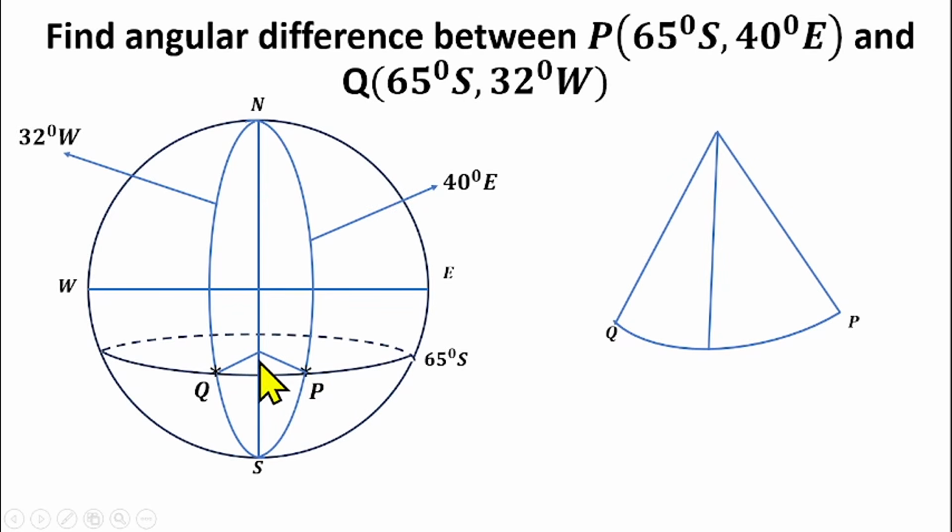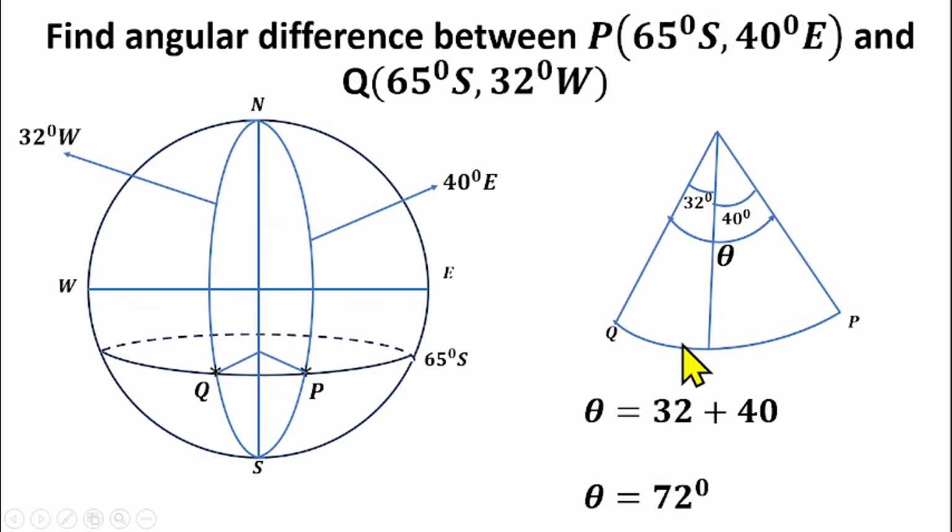Then from the origin, which is the center now, to the point Q, what is the angle there? The angle there is 32 degrees west, which is the longitude. From the origin to point P, the angle there is 40 degrees. So you are getting the angular distance between Q and P, which is the whole angle from here to here, labeled theta. How do we get that? That will be 32 plus 40, and that should give us 72 degrees for the angular distance between point P and point Q. I believe you understand that.